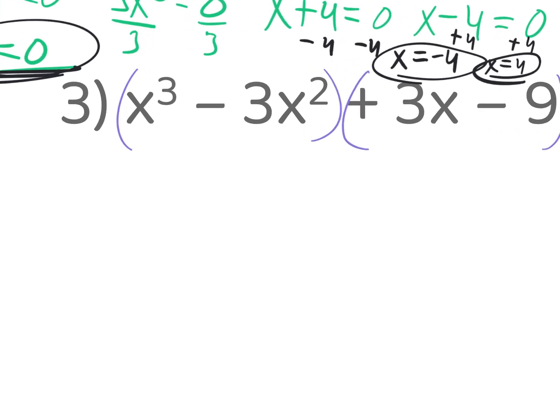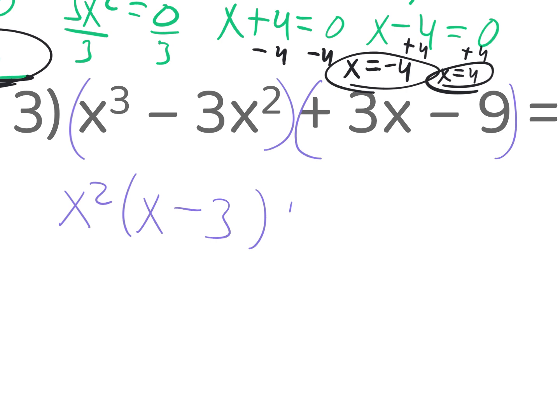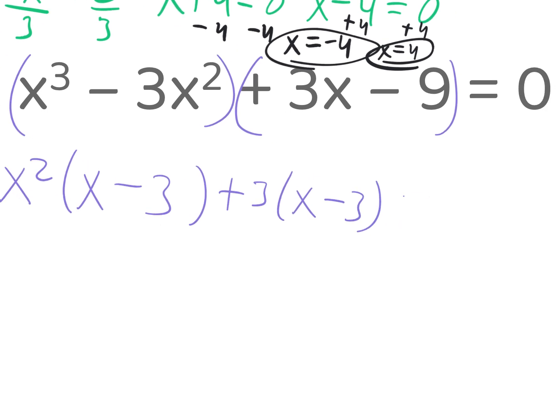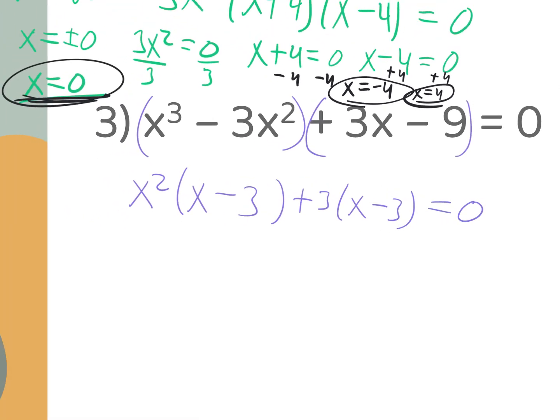And then GCF of the first group is going to be what? We can take out an x squared. Nice. And then you're left with x minus 3. All right? And then GCF of the second group, you can take out a 3. And then you're also left with x minus 3 equals 0. All right, and now x squared plus 3 become their own group. Right, and since x minus 3 matches, that also becomes its own group.